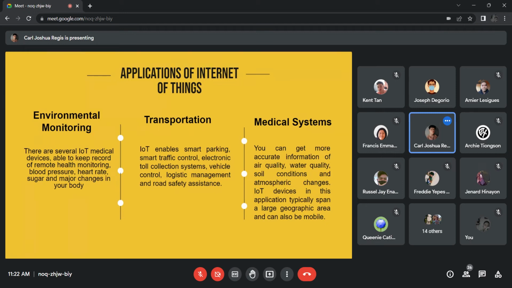And medical system, there are several IoT medical devices able to keep record of remote health monitoring, blood pressure, heart rate, sugar, and major changes in your body.